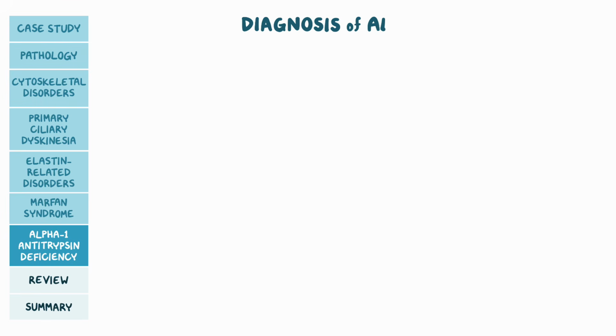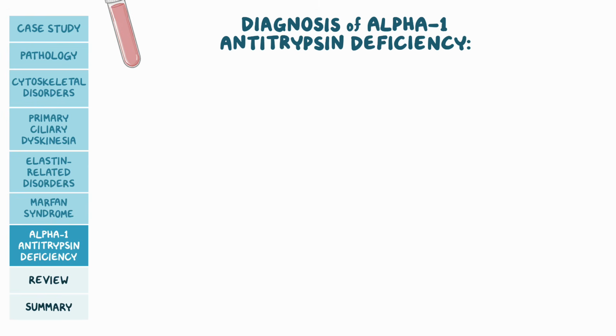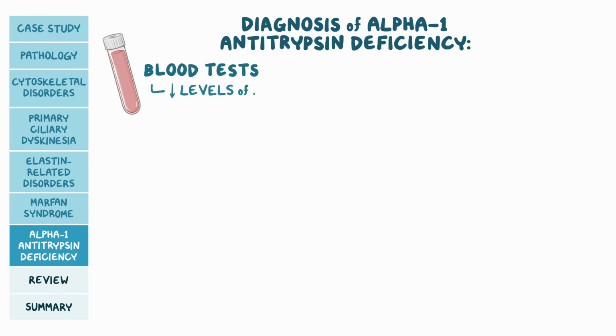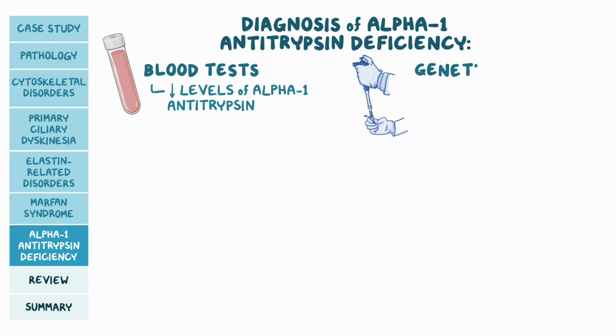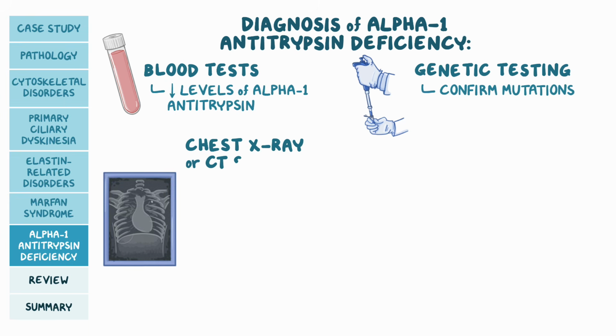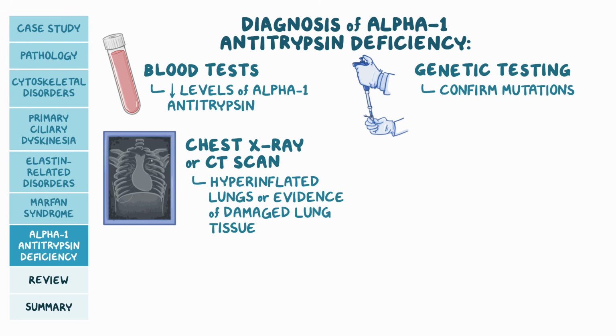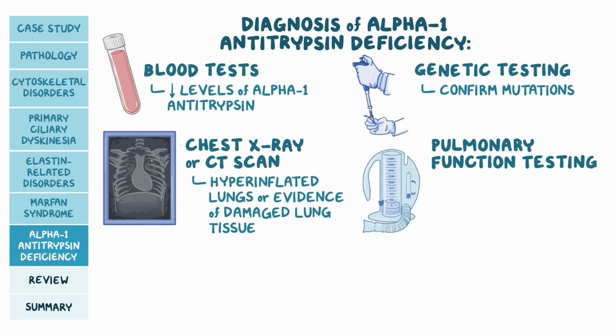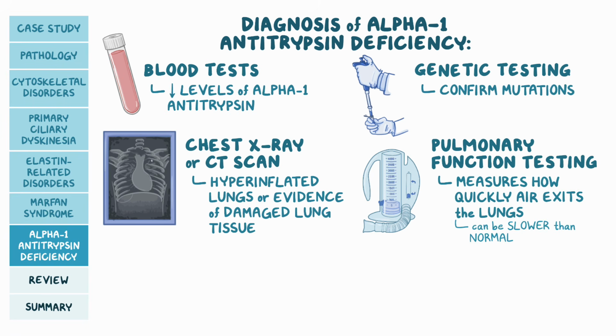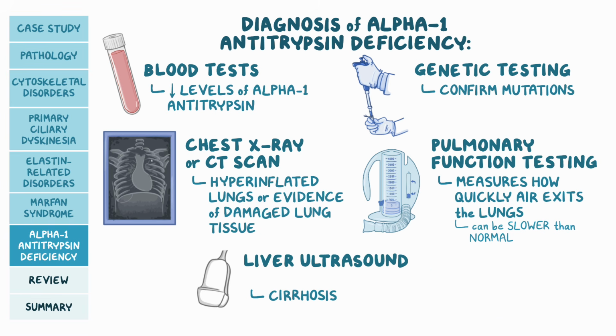For diagnosis of alpha-1 antitrypsin deficiency, blood tests can measure the low levels of alpha-1 antitrypsin, and genetic testing can confirm the mutations. A chest X-ray or CT scan can be performed to look for hyperinflated lungs or evidence of damaged lung tissue. In addition, pulmonary function testing can be used to measure how quickly air exits the lung, which can be slower than normal. Finally, cirrhosis can be diagnosed with a liver ultrasound or liver biopsy.